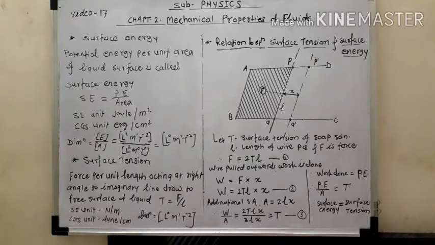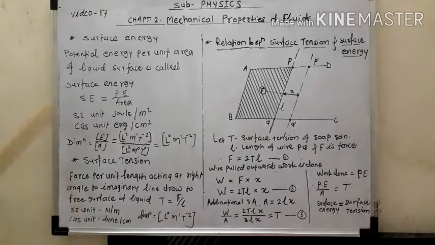Now we have to see the next point, the surface energy and surface tension. Sometimes in your exam they ask: define the surface energy, give its unit and dimension, and also define the surface tension, also give its unit and dimension. So we can explain these two terms, surface energy and surface tension. First we have to see the surface energy. What is the definition of the surface energy?